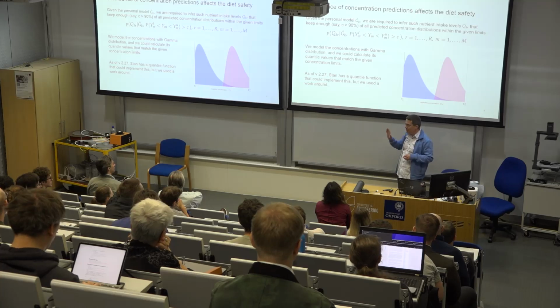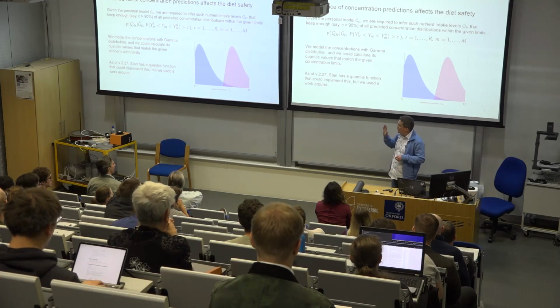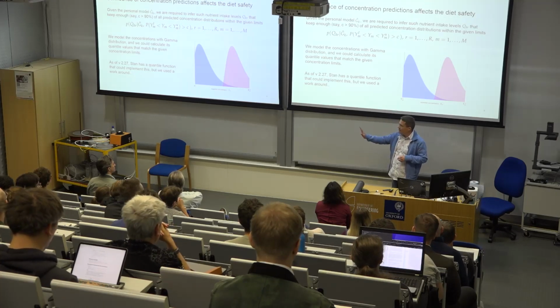And the intuition is that the distribution is pushing against the limit, and when you have the narrower distribution that is more confident, you can have a wider range of intake more safely. And if the prediction is not confident and it's wide, then you can only have this little range of intake that you can recommend safely.